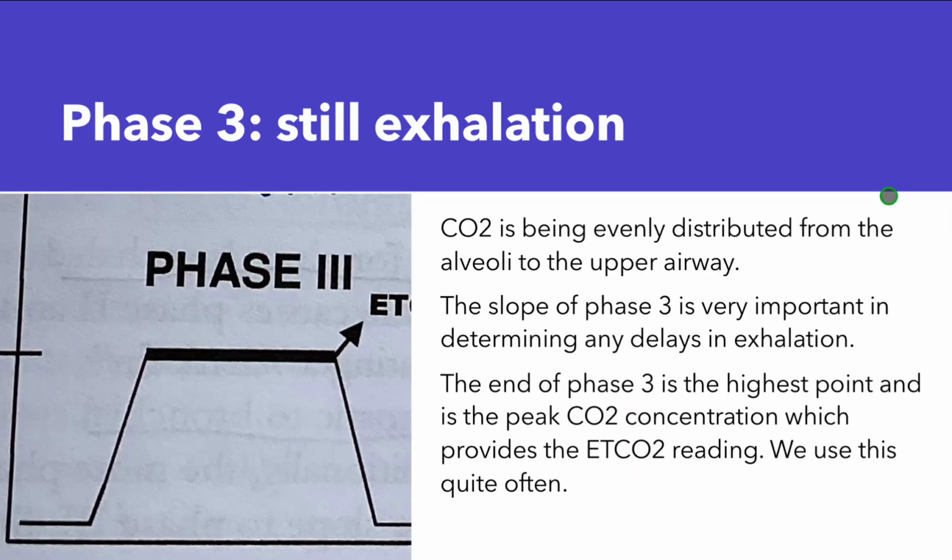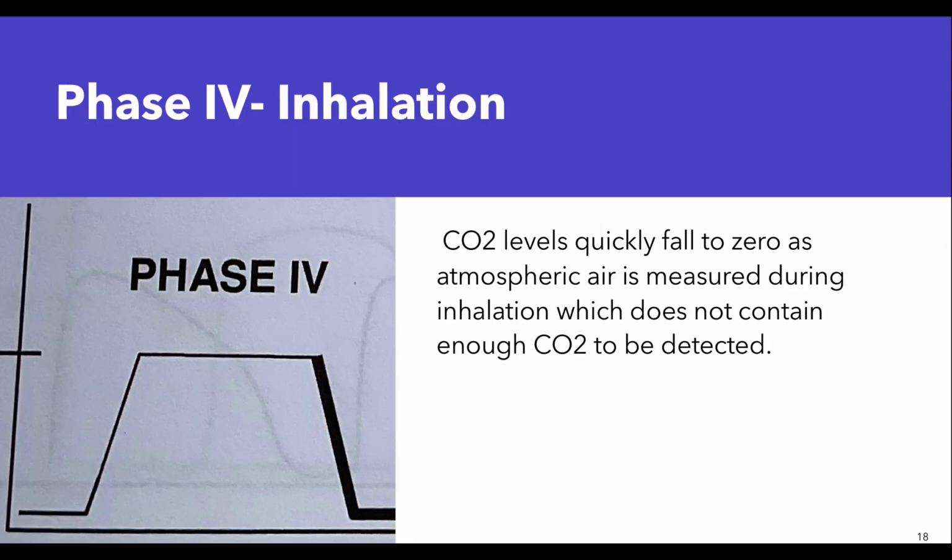Phase 3 is continued exhalation. CO2 is being evenly distributed from the alveoli to the upper airway. The slope of phase 3 is very important in determining any delays in exhalation. The end of phase 3 is the highest point and is the peak CO2 concentration, which provides the EtCO2 reading. We use this quite often. And finally, phase 4 is inhalation. The CO2 levels quickly fall to zero as atmospheric air is measured during inhalation, which does not contain enough CO2 to be detected.